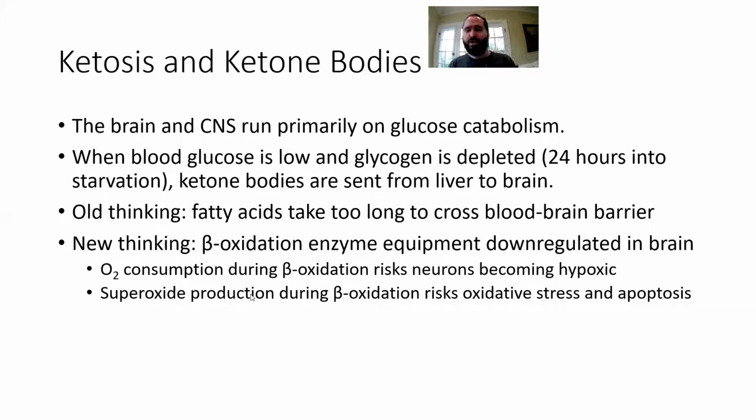So we didn't really go into this whole idea of reactive oxygen species being produced during beta oxidation. But long story short, there are some reactive oxygen species produced during beta oxidation. And this risks oxidative stress and apoptosis of neurons, which again, that would be very bad. We want to preserve as many neurons as we can. These are the reasons why it's thought now that the beta oxidation enzyme equipment was evolutionarily downregulated in the brain.